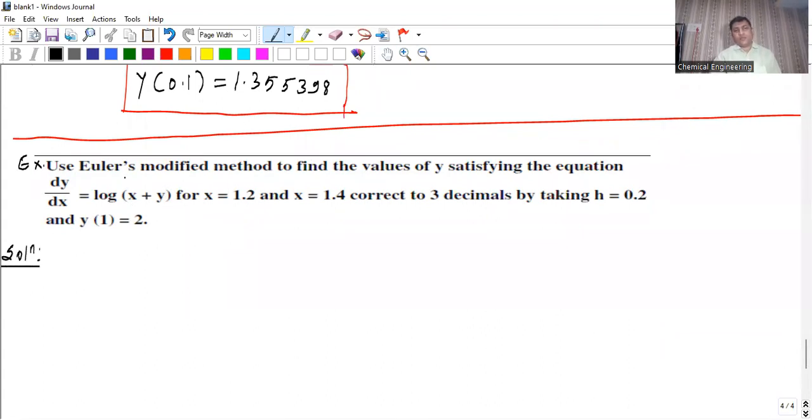See, the question is: use Euler's modified method to find the values of y satisfying the equation dy by dx is equal to log of x plus y, for x is equal to 1.2 and x is equal to 1.4, correct up to 3 decimals, by taking h is equal to 0.2. So h is going to be 0.2, which means we have to use 2 steps. And it is given that y at 1 is equal to 2.